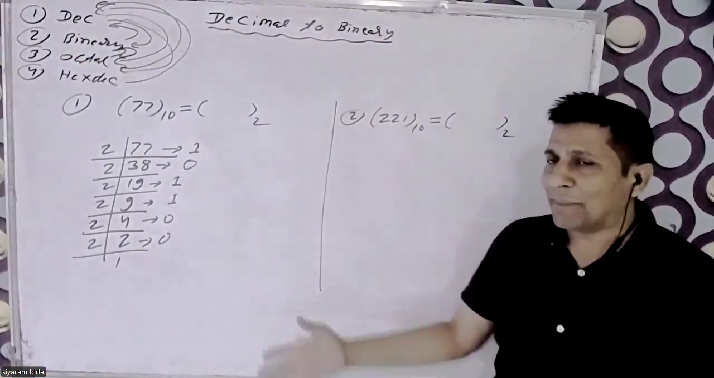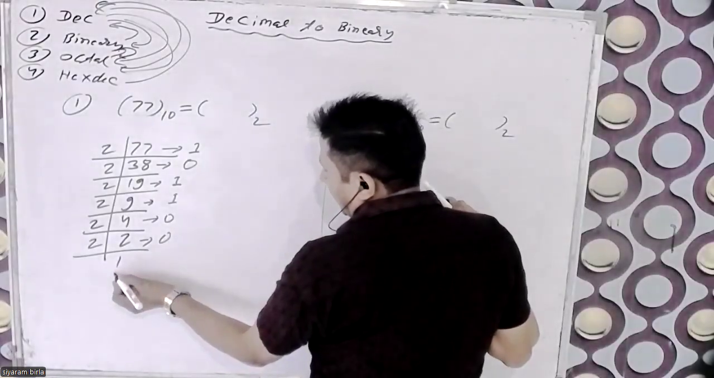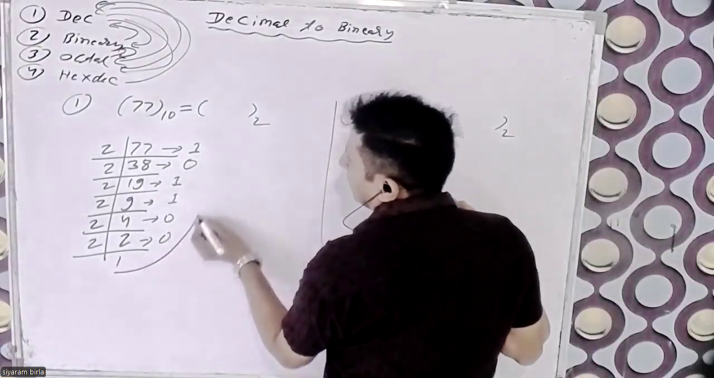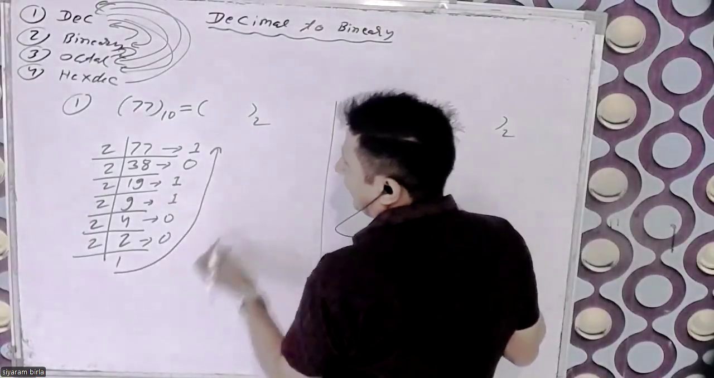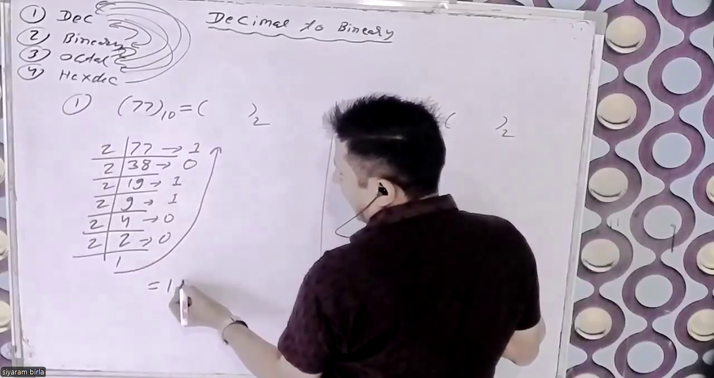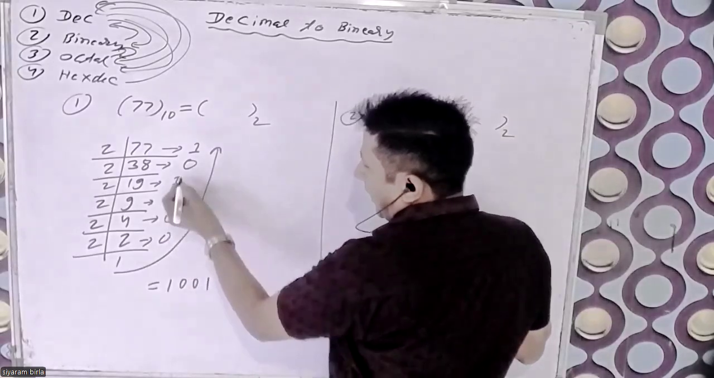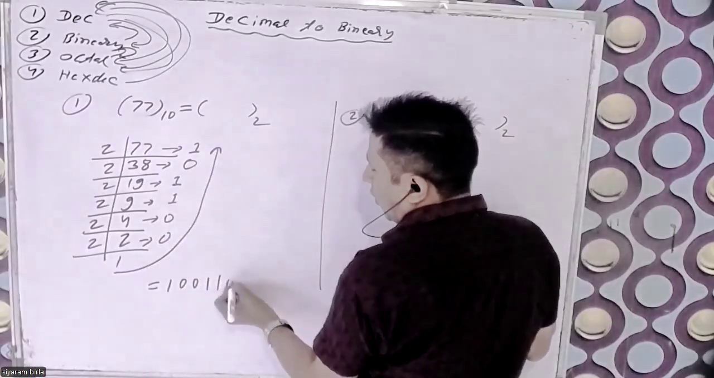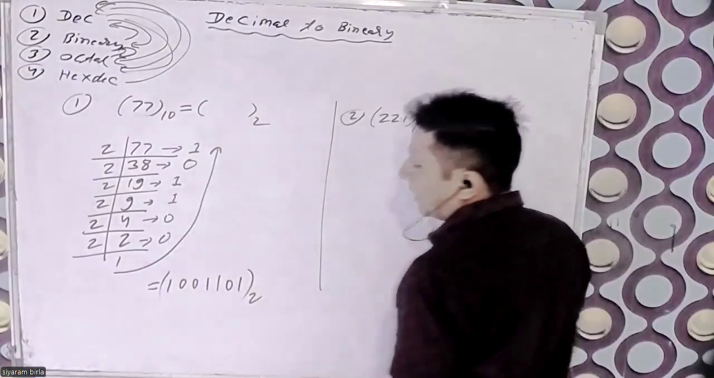Now I can write my binary, from below to upper, that means bottom to top. My binary number is 1, 0, 0, 1, 1, 0, 1. This is my binary number.